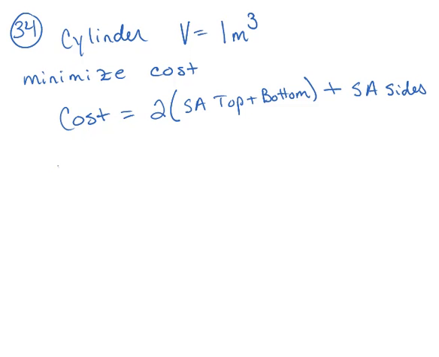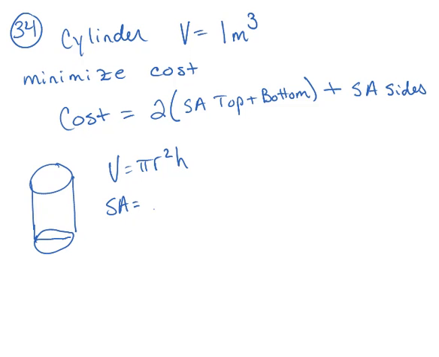So on a cylinder, you might want to just think about this for a minute. The volume of a cylinder is pi r squared h. The surface area of a cylinder, well, you have two circles. The top and bottom are circles, so they're just pi r squared. You have two of those.